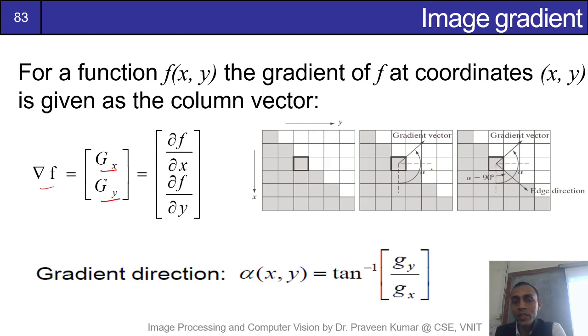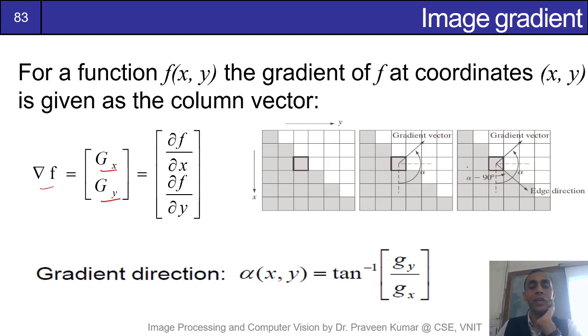So using this alpha value, we can get the gradient direction. Alpha will give you the gradient direction. If you want the edge direction, it will be 90 minus alpha, because the edge will be perpendicular to the gradient. So you can subtract 90 degrees to get the edge direction.